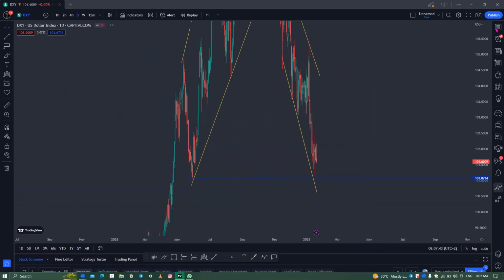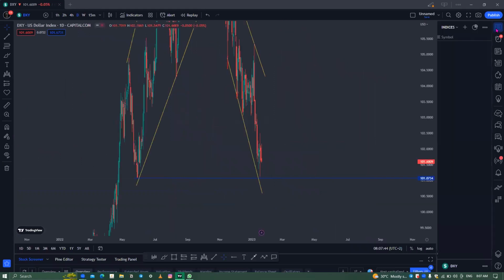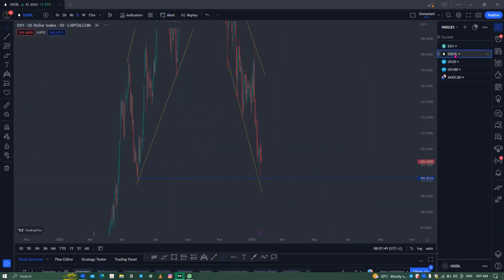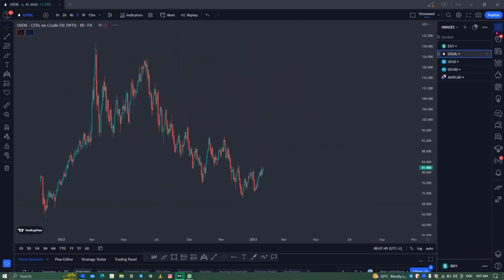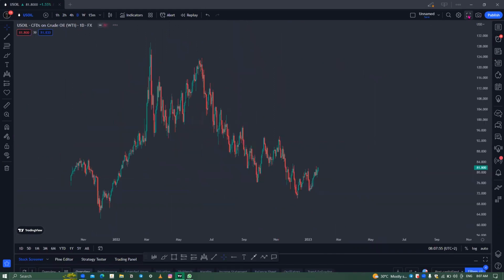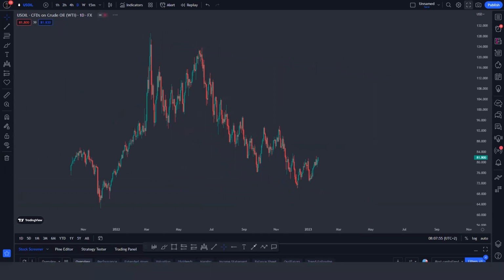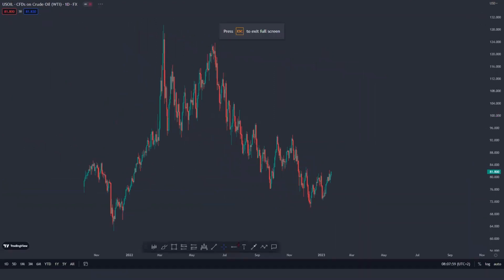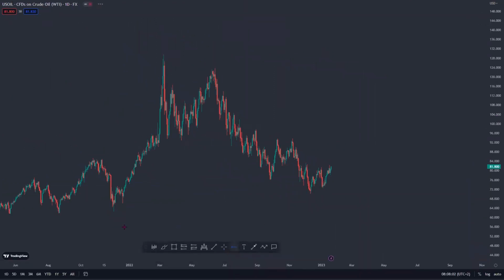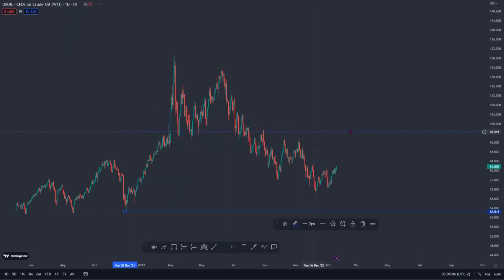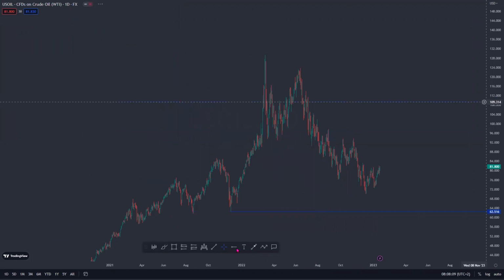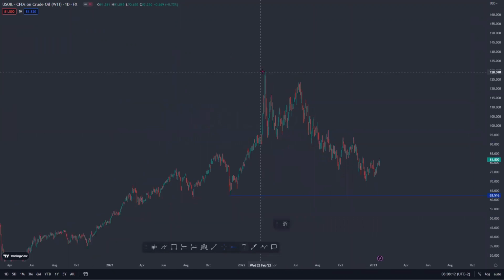So let's choose another pair. I'm going to analyze US oil on the daily time frame. You know how we do, guys. First thing first, you have to know the basics. You mark your lowest low. Our lowest low currently is this one, and our highest high is this one.